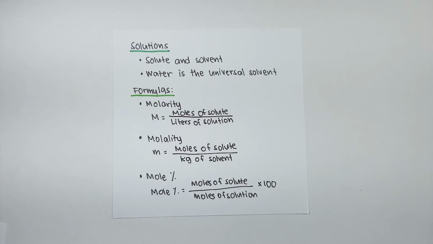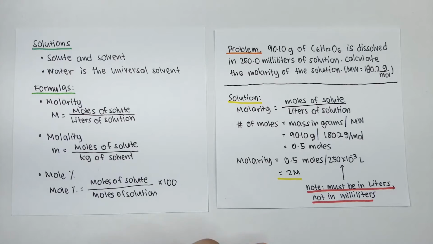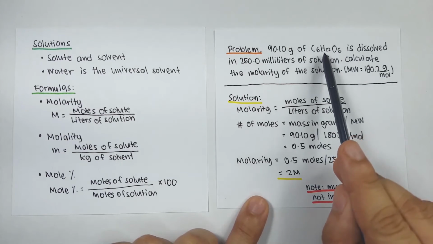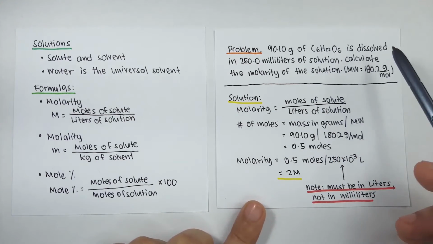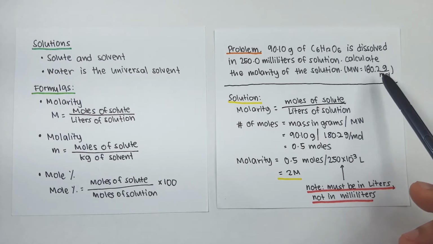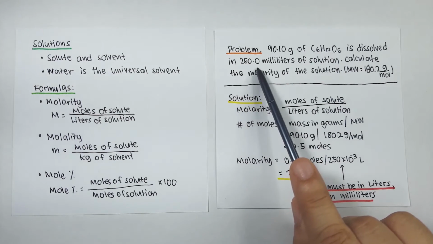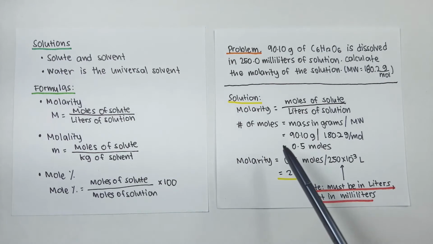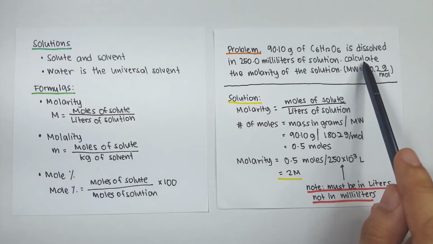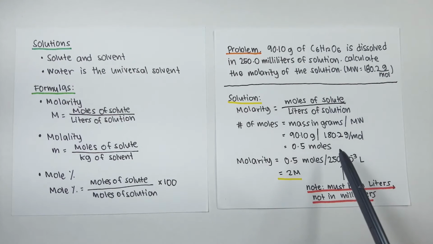Now, let's try to solve one problem. 90.10 grams of C2H12O6 with a molar mass of 180.2 grams per mole is dissolved in 250 milliliters of solution. Calculate the molarity of the solution.